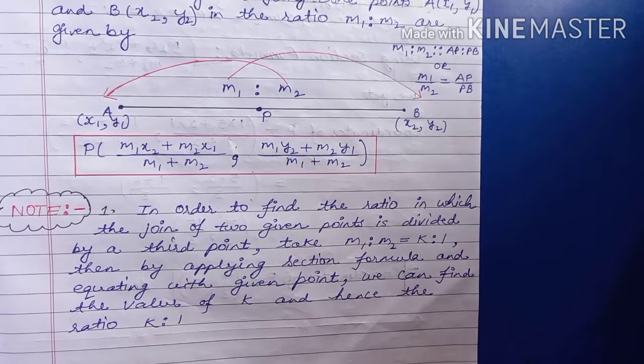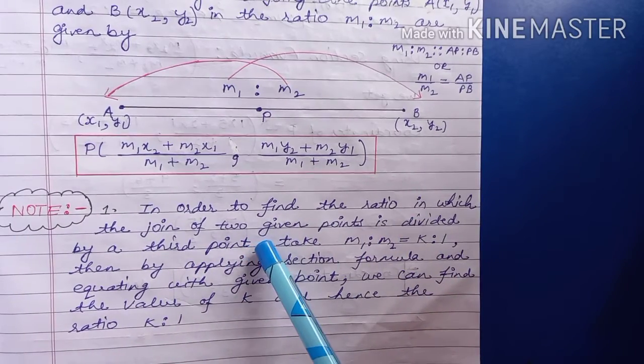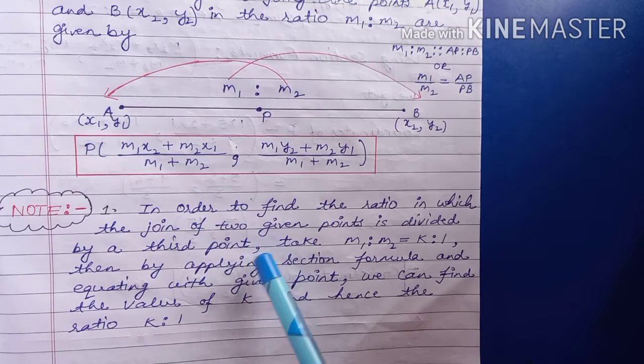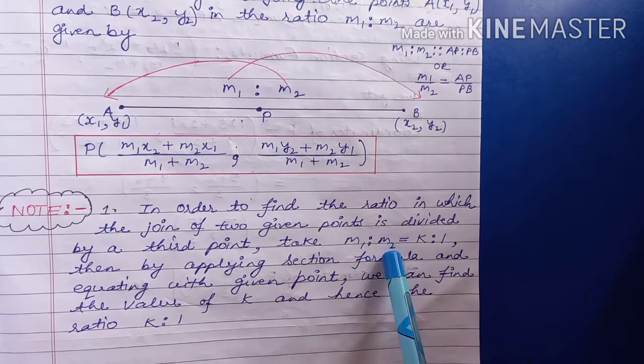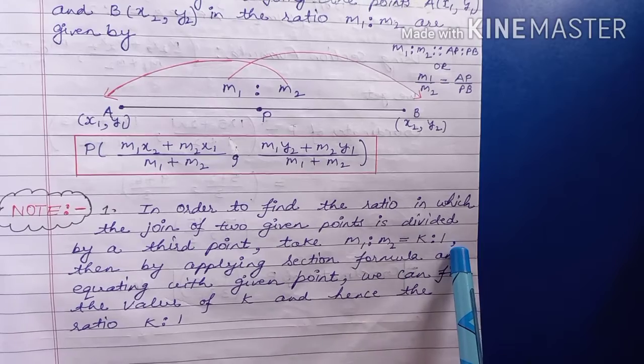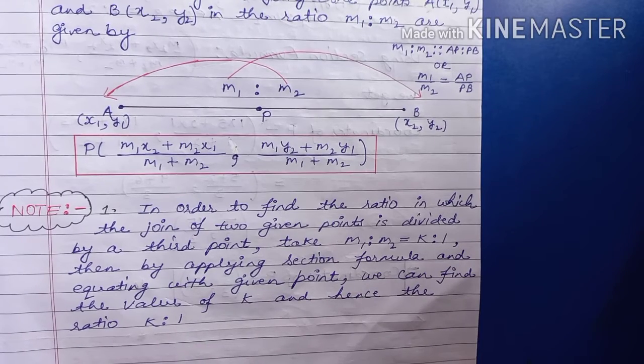Students, note one thing, that sometimes we are given coordinates or some condition where we need to find the ratio in which the join of two given points is divided by a third point. The coordinates of the third point may be given or it may be related with some condition. Then we consider m1 ratio m2 as k ratio 1. And then by applying the section formula and equating with the given point, or by applying the given condition, we can find the value of k, and hence we can find the ratio k ratio 1.